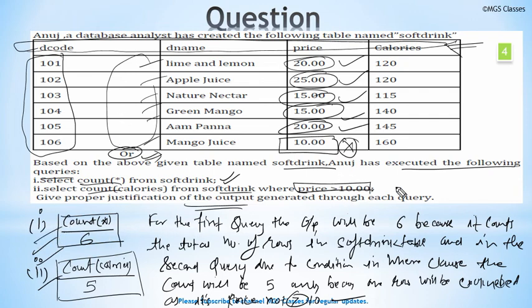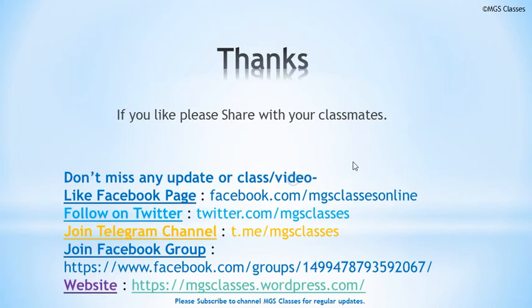I hope you got the output, how we got the outputs 6 and 5, and I have justified it in the English language. You may write it and practice. That way you can solve this question very easily. Thank you so much. I hope you got the answers. If you didn't get the answer, just comment on the video, or you may watch my videos from the playlist on aggregate functions.